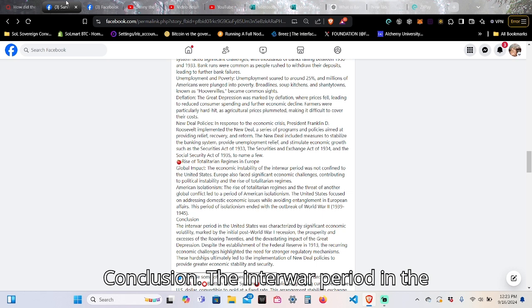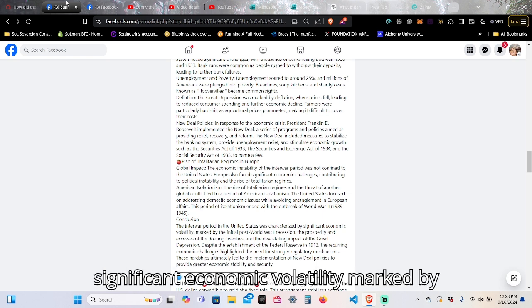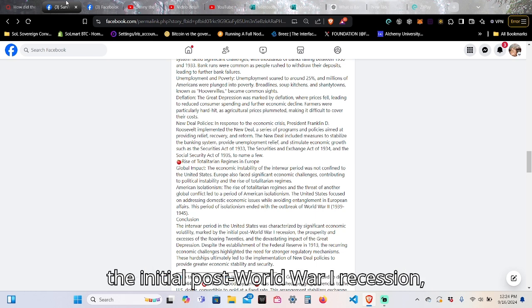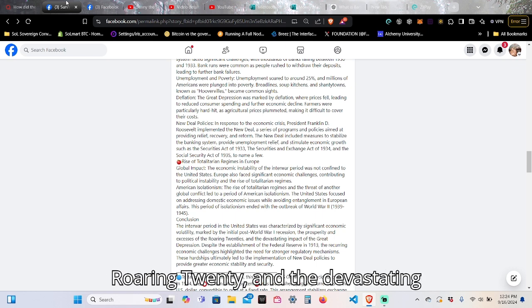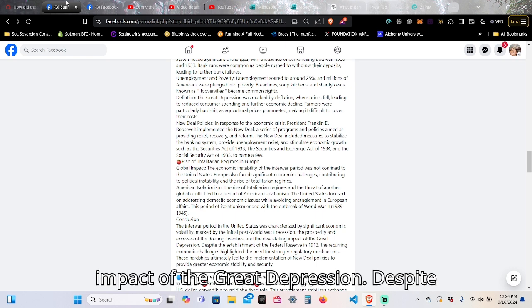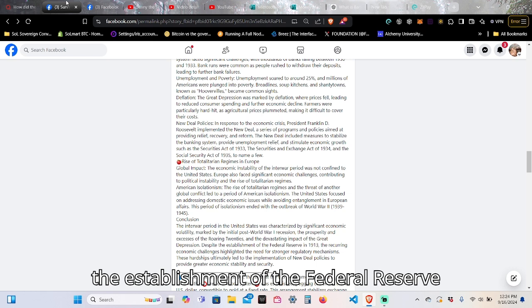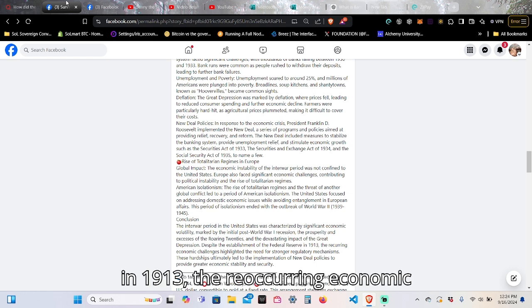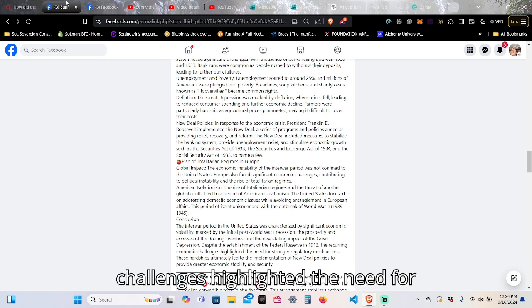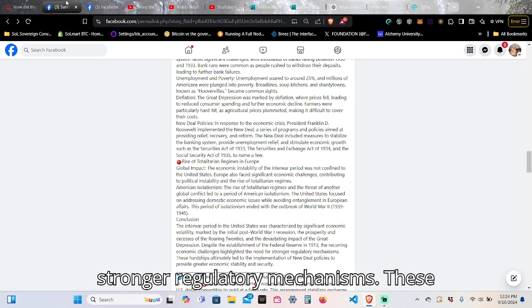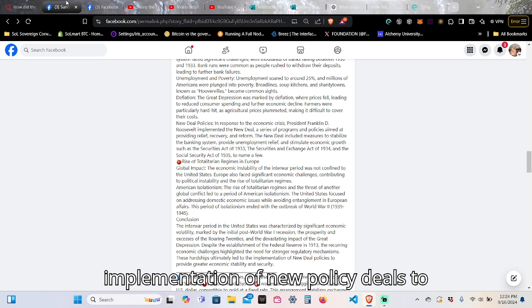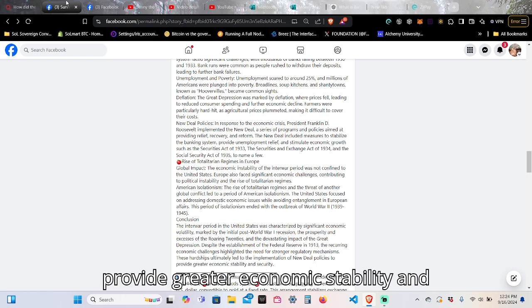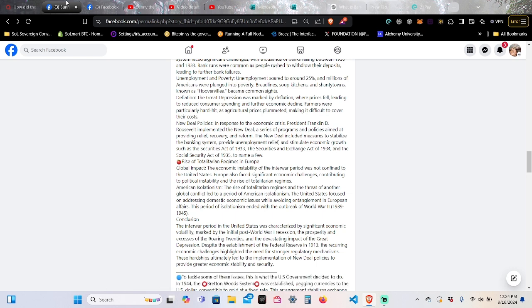Conclusion. The interwar period in the United States was characterized by significant economic volatility, marked by the initial post-World War I recession, the prosperity and excesses of the Roaring '20s, and the devastating impact of the Great Depression. Despite the establishment of the Federal Reserve in 1913, the recurring economic challenges highlighted the need for stronger regulatory mechanisms. These hardships ultimately led to the implementation of new policy deals to provide greater economic stability and security.